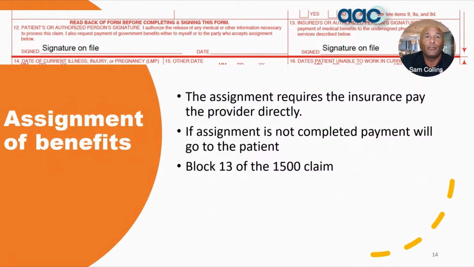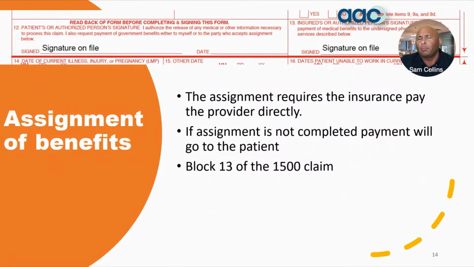So if the patient's paid you in full, no problem. Let them get the money. But if they haven't, please make sure you've done the assignment. Keep in mind, unfortunately, if you are not part of Blue Cross and Blue Shield, often the assignment won't apply. Now, with other insurers, they have to follow it, but Blue Cross Blue Shield is exempt.